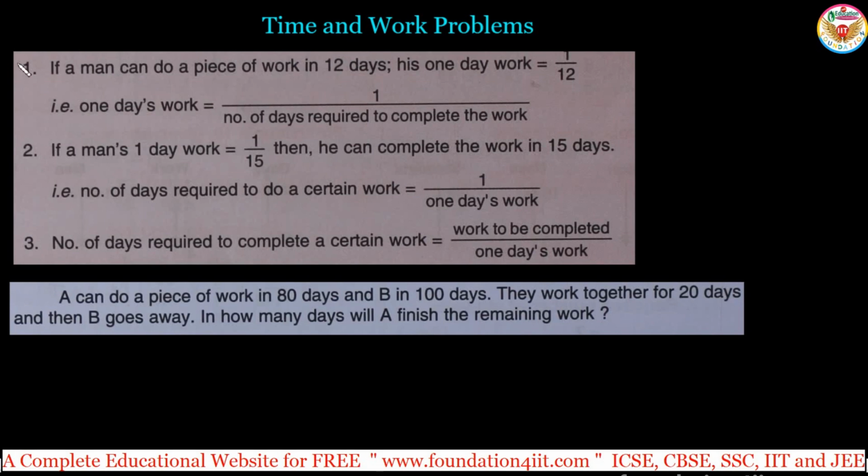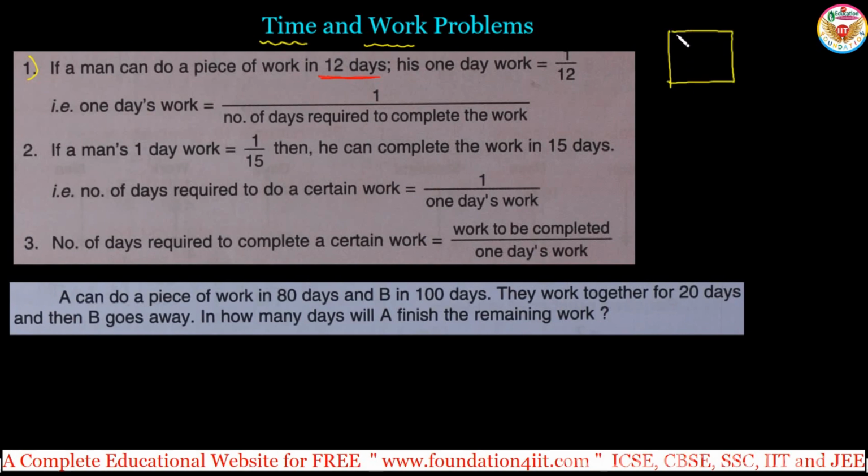Time and work problems. In this direct and inverse variation, let us see the concept of time and work problems. Before starting, let me show you these three important formulas or points. For example, the first one, with an example I'll show here. If a man can do a piece of work in 12 days, so in one day he can do 1/12th part, right? For example, this is the total work.